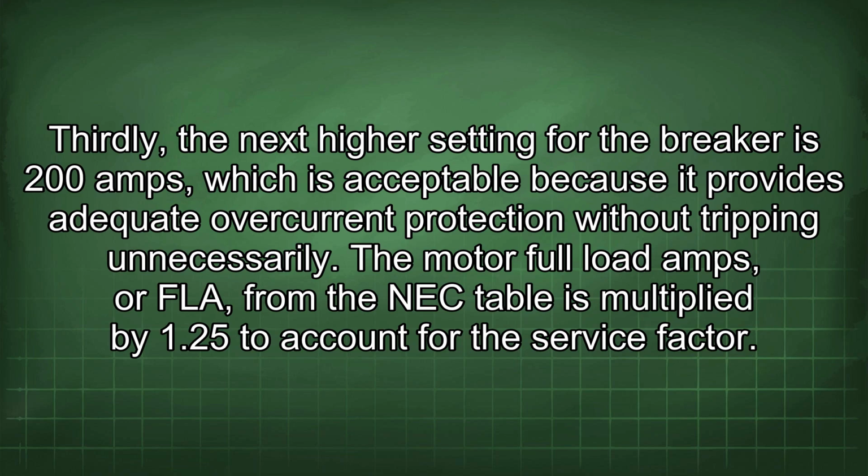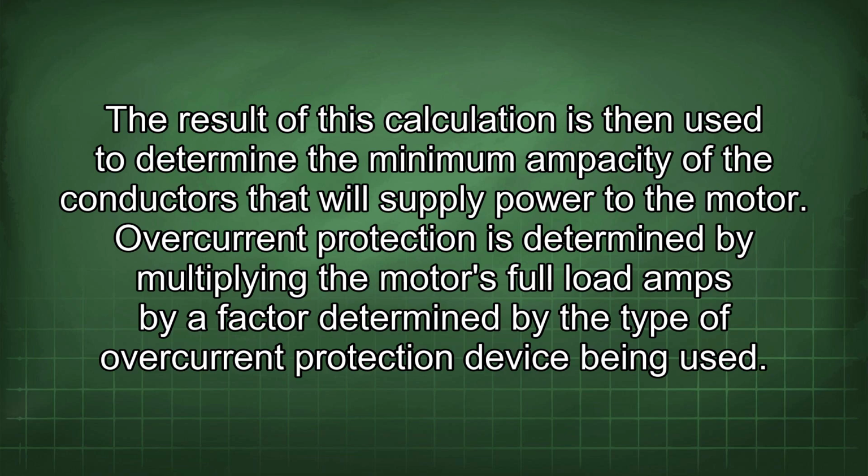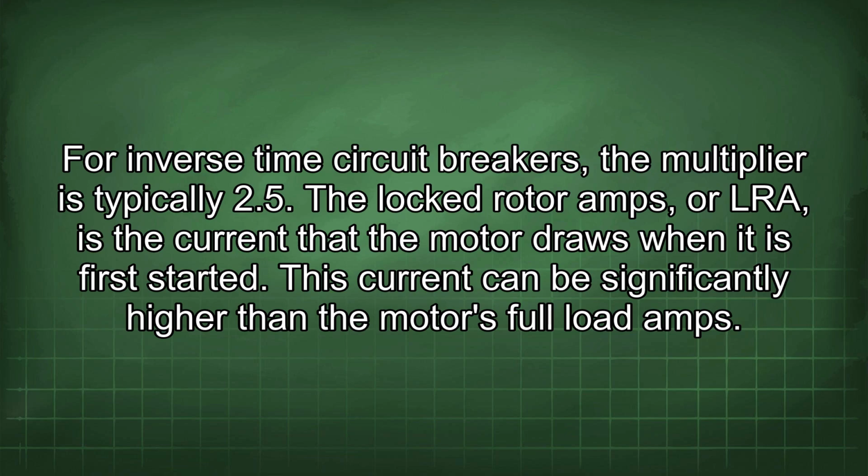The motor full load amps, or FLA, from the NEC table is multiplied by 1.25 to account for the service factor. The result of this calculation is then used to determine the minimum ampacity of the conductors that will supply power to the motor. Overcurrent protection is determined by multiplying the motor's full load amps by a factor determined by the type of overcurrent protection device being used. For inverse time circuit breakers, the multiplier is typically 2.5.